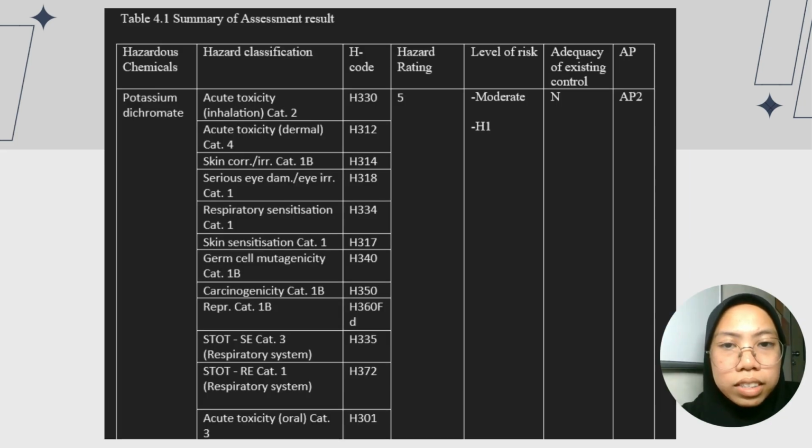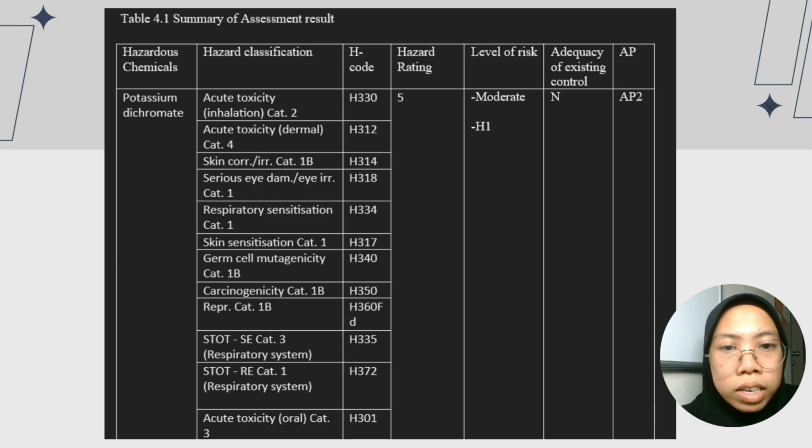So first is the summary of assessment result. This assessment result consists of hazard classification, hash code, hazard rating, level of risk, adequacy of existing control, and action priority. There are 10 hazardous chemicals related to this work unit, the first one being potassium dichromate. This chemical causes adverse health effect through inhalation, dermal, and oral.